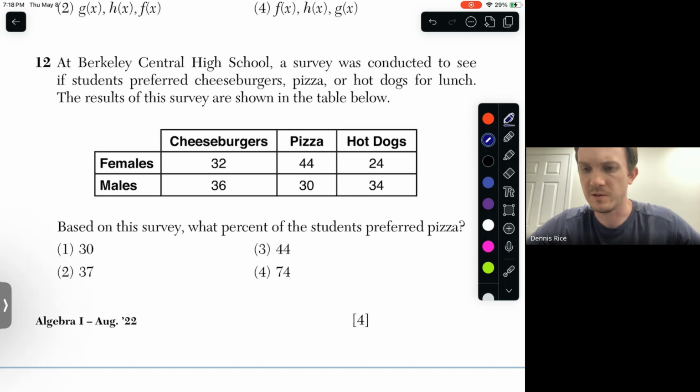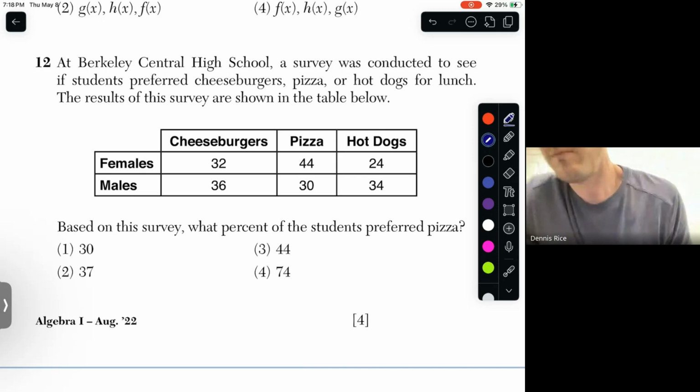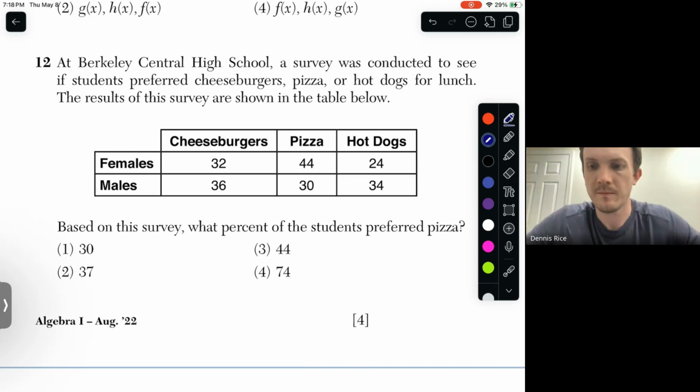Yeah, we have a test on Tuesday. Why does no one know that?